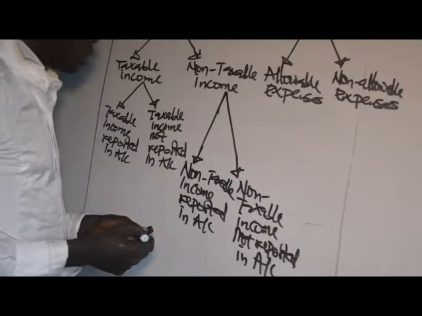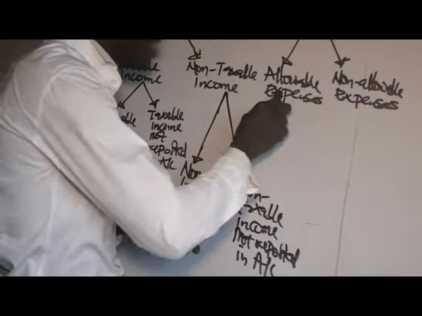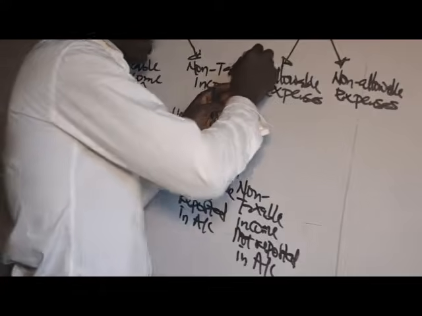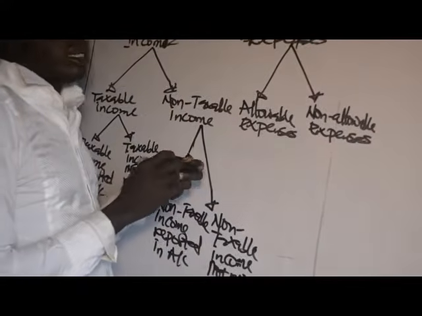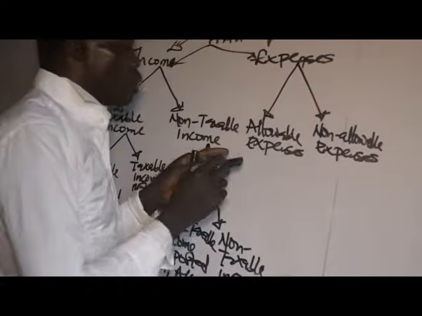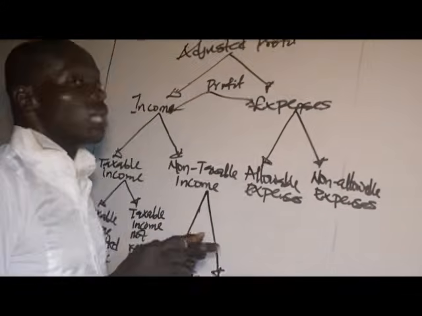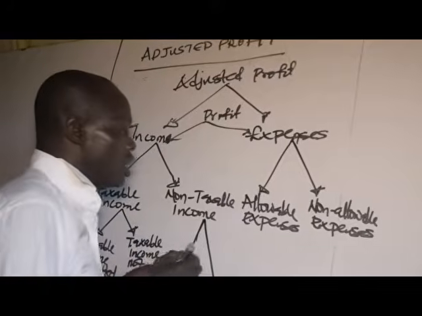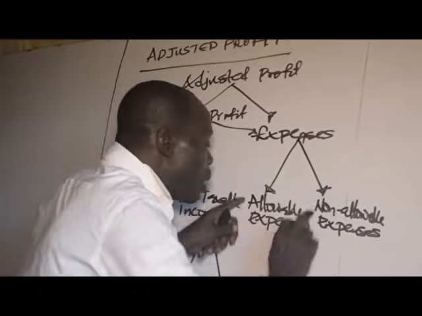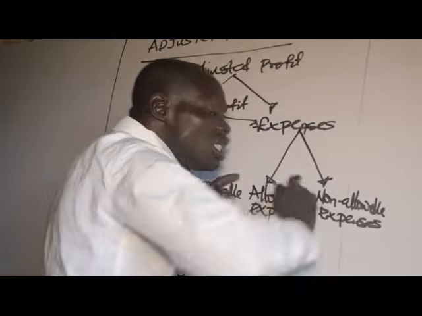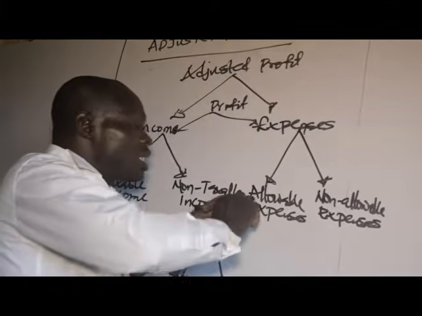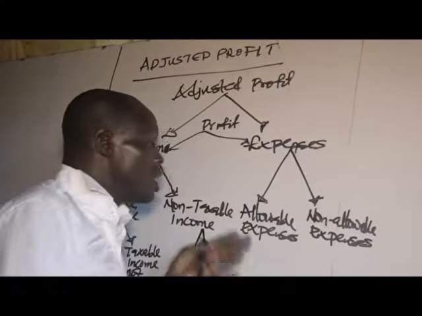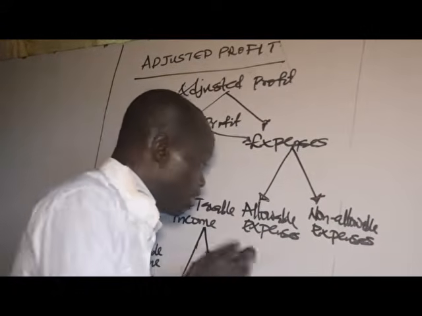So now we have allowable expenses. These expenses can be deducted from the income to arrive at the taxable income in accordance with the tax law or tax provisions. So we call them allowable expenses. They are admissible for deduction in line with the tax law or tax provisions.